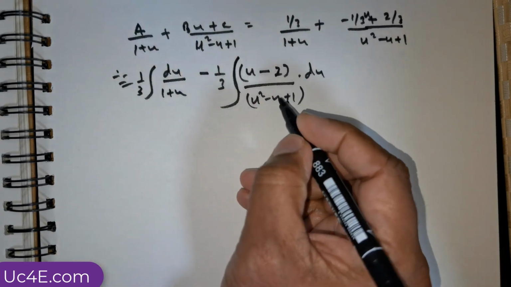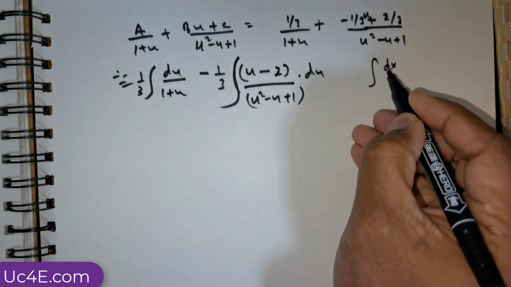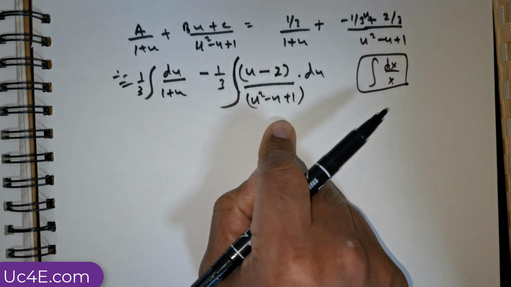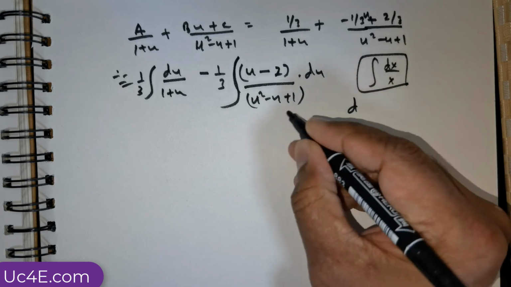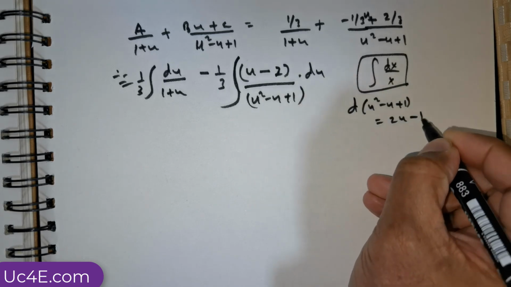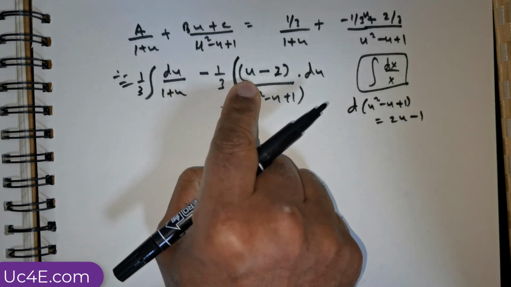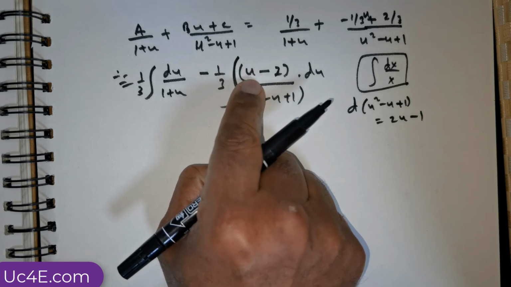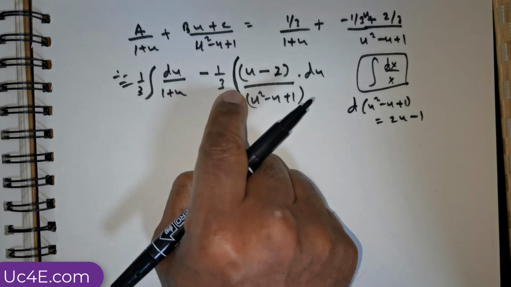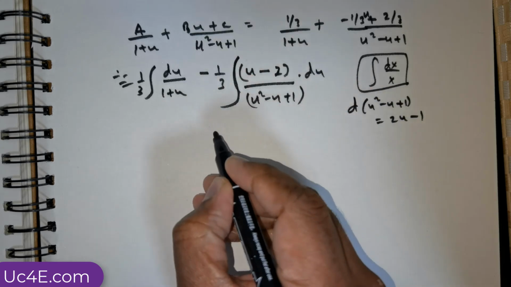Now what I wish to do is make sure that I have this dx over x form. For that, it's easy for me to integrate, right? If I differentiate u squared minus u plus 1, I get 2 times u minus 1. So my intention is to have 2 there, right? And if I have a 2 there, I need to have a 2 down here. That is multiplying by 2 and dividing by 2. So let me just do that.